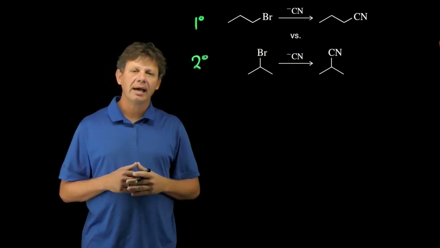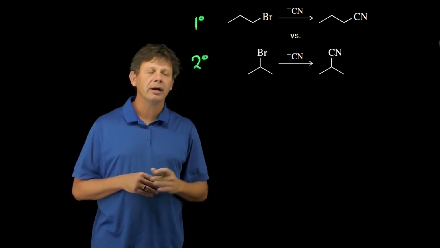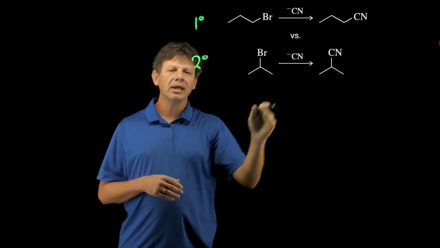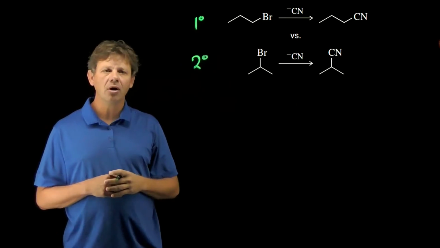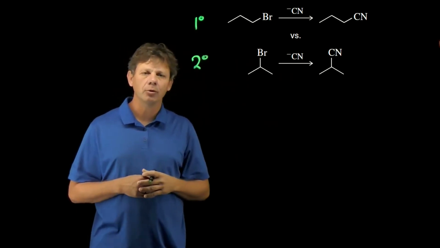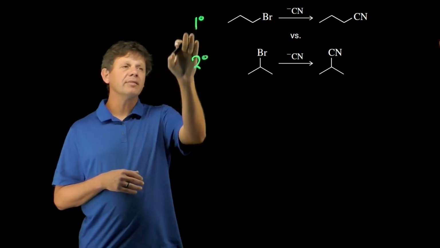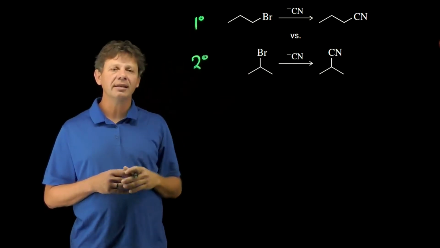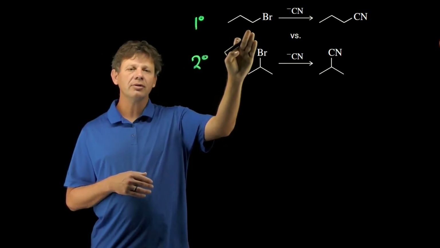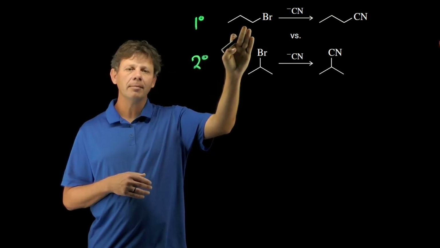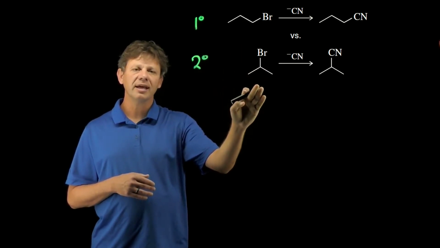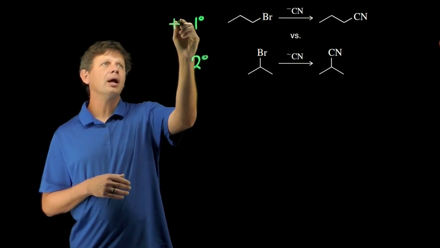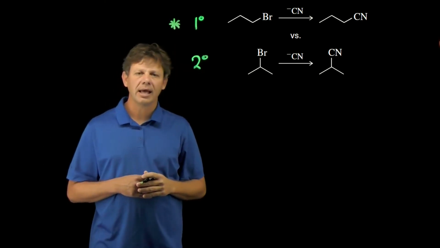The SN2 reaction is a concerted reaction where the nucleophile donates a pair of electrons to sigma star at the same time that the leaving group leaves. Well, when we look at the difference between primary and secondary, there's going to be less steric hindrance around sigma star in the primary than there is in the secondary. And so we would expect the primary to be the faster reaction.